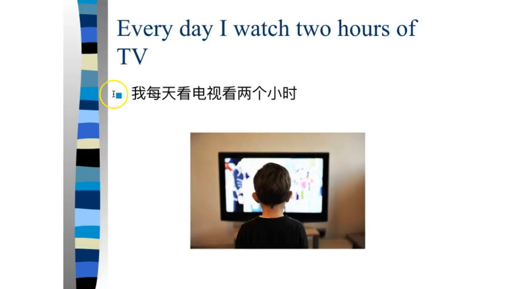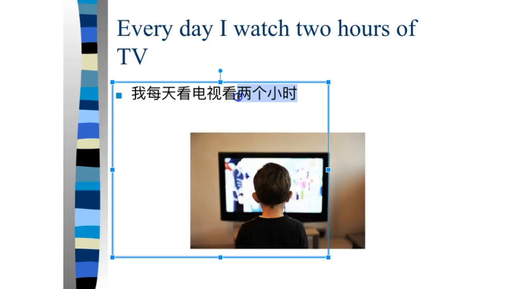For example, 我每天看电视看2个小时. This 2个小时, this time expression, is a complement modifying the verb that it comes right after. Every day, 每天看电视, watch TV, verb object, 看2个小时.